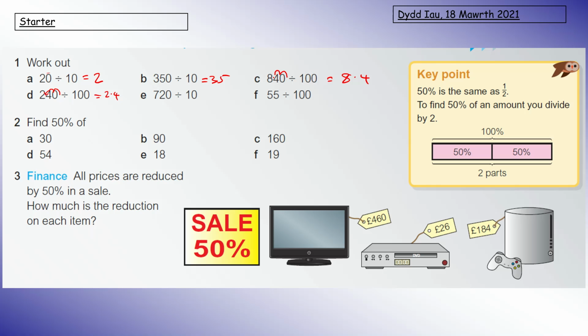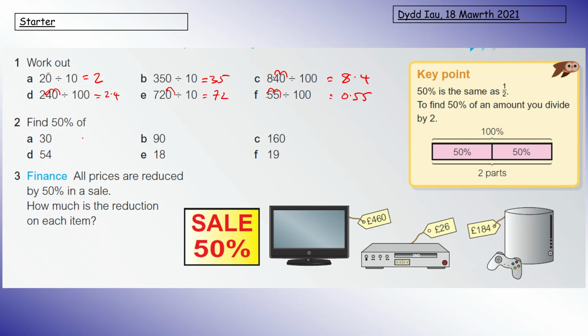Put an arrow there. Divide by 10, decimal point only moves once, 72. And divide by 100. Now we've got to be careful here. Decimal point's on the end because we can't see it, so it goes 1, 2, in front of the 55, so it'd be 0.55.